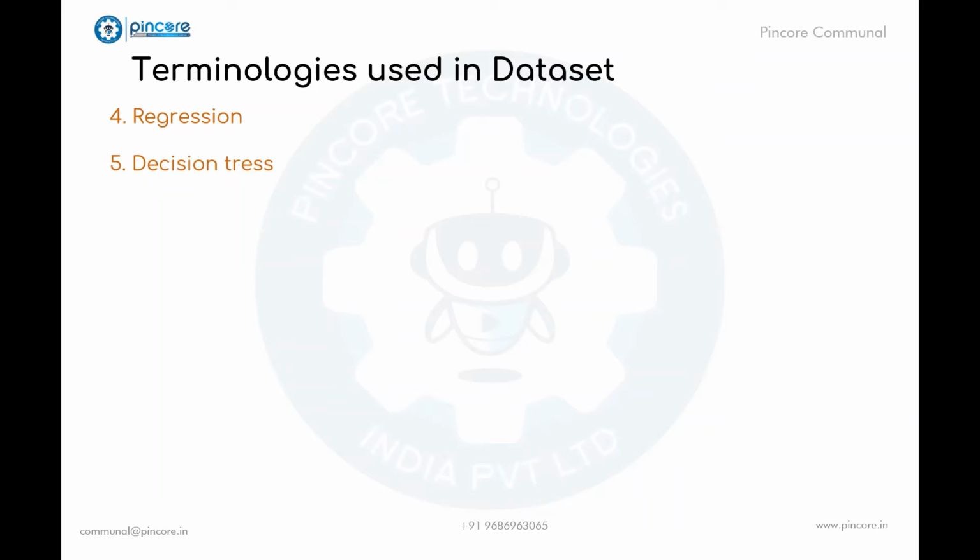Next is the decision tree. A decision tree is a decision support tool that uses a tree-like graph or model of decisions and their possible consequences. A decision tree is also a way of visually representing an algorithm.